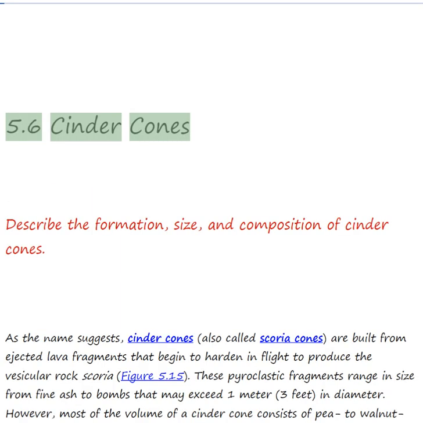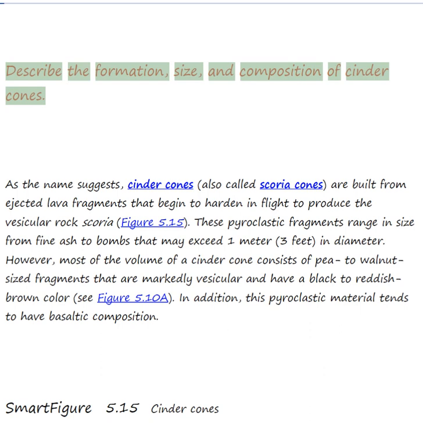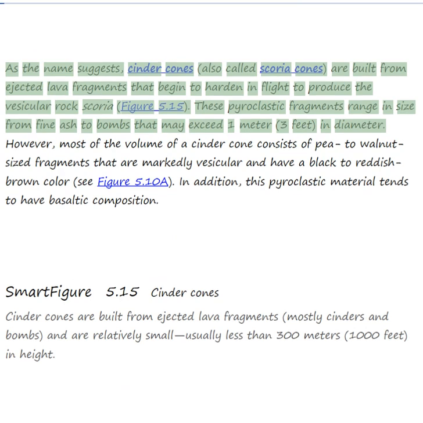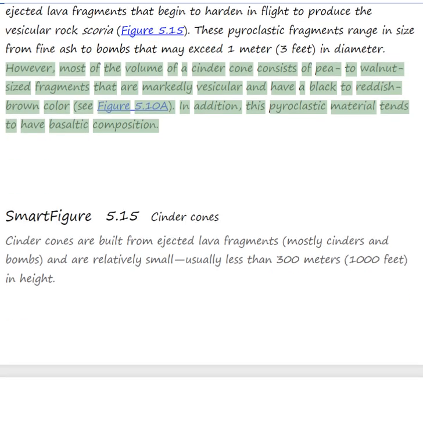5.6 Cinder cones. Describe the formation, size, and composition of cinder cones. As the name suggests, cinder cones are built from ejected lava fragments that begin to harden in flight to produce the vesicular rock scoria. These pyroclastic fragments range in size from fine ash to bombs that may exceed 1 meter in diameter. However, most of the volume of a cinder cone consists of pea to walnut-sized fragments that are markedly vesicular and have a black to reddish-brown color. In addition, this pyroclastic material tends to have basaltic composition.